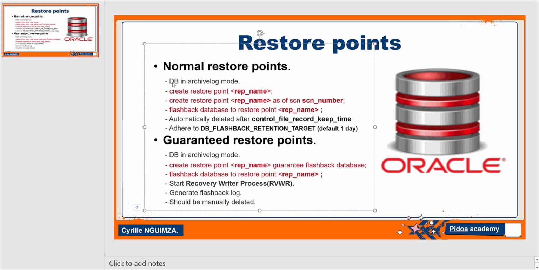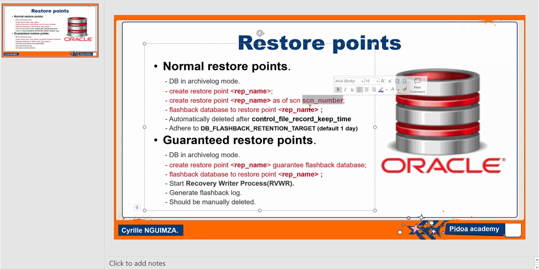To be able to create any restore point, archive log should be enabled on your database. Either normal restore point or guaranteed restore point, both need archive log mode to be enabled. The syntax for creating a normal restore point: you just write create restore point and then give the restore point name. That's it. And if you want to create it as of SCN, you write create restore point name as of, and you give the SCN number.